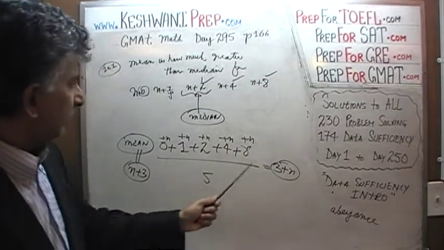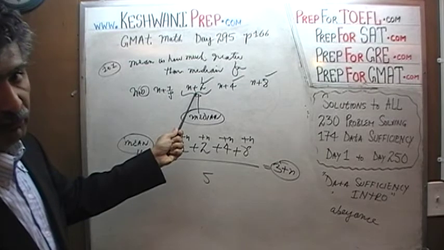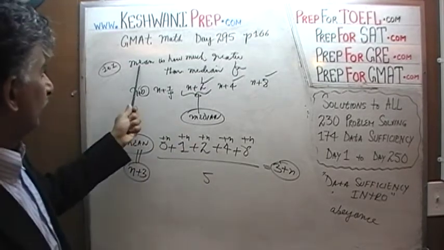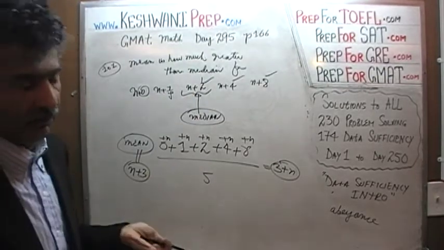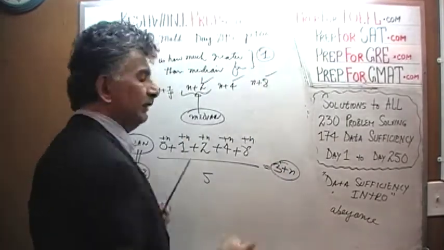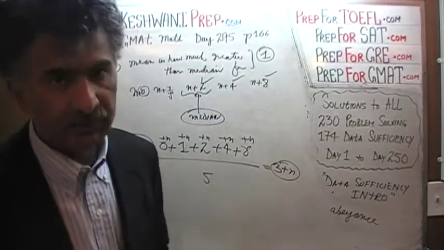It's n plus 3. The median we found out was n plus 2. Mean we just found out is n plus 3. Therefore, mean is how much greater than median? The answer is it is 1 greater. The answer is 1. Mean is 1 unit more than the median.